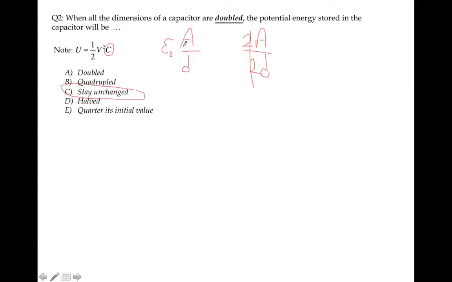Now be careful. What happens if you double A and D stays the same? Then the potential energy is doubled. What happens if you double D and A stays the same? Then the energy is half, and so forth. So be careful with that.